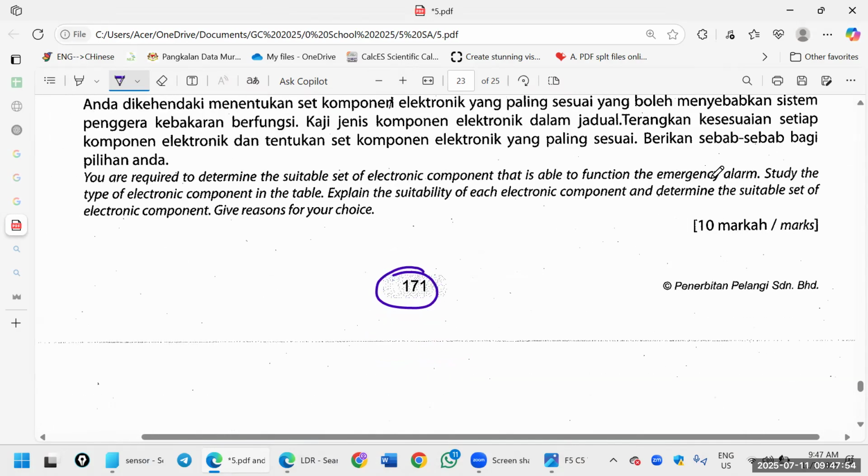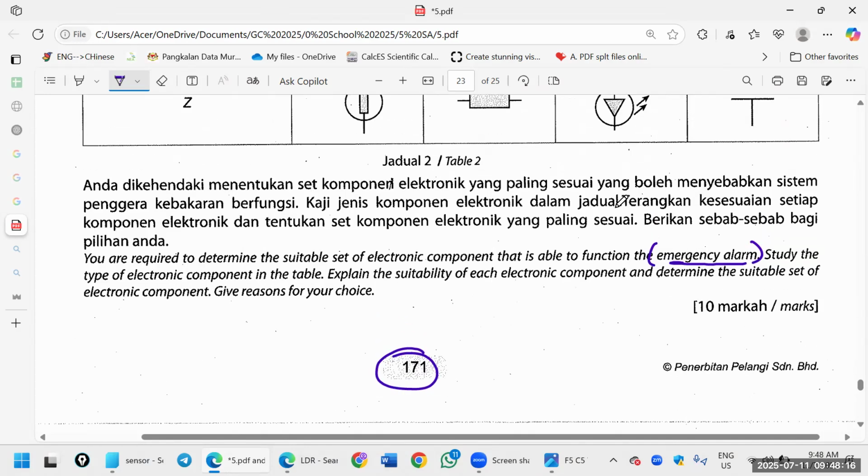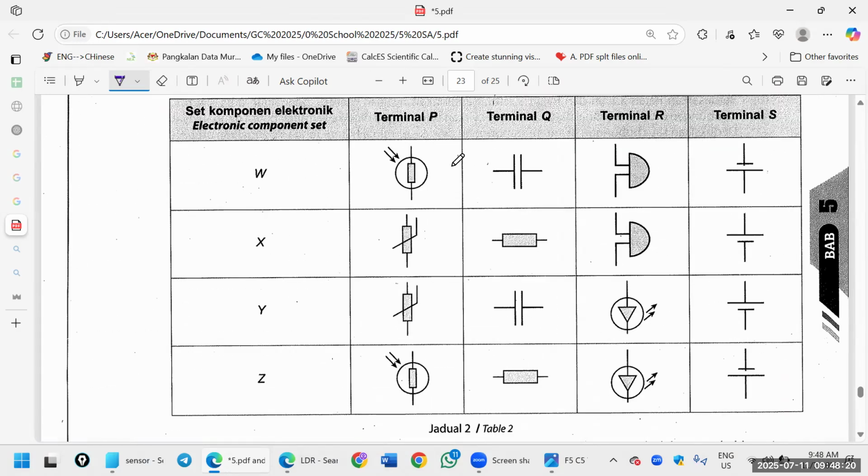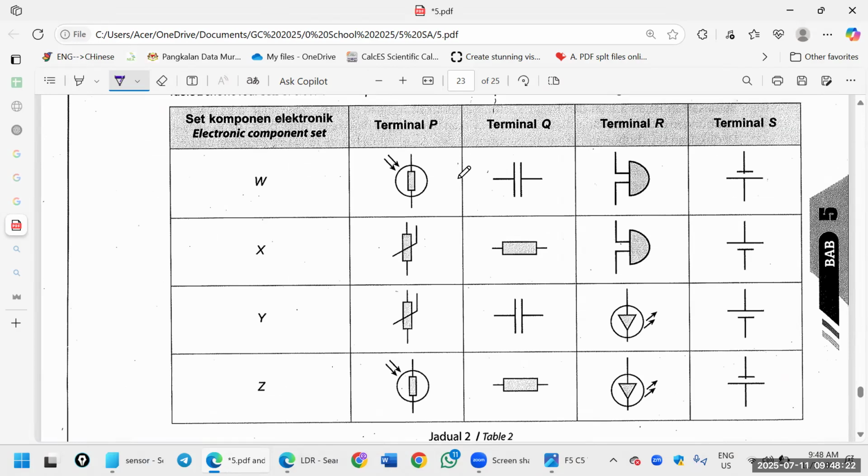Alright, now you are required to determine a set of electronic components that is able to function in the emergency alarm. Study the electronic components suitable for each. Emergency alarm. Highlight already? Yeah. You are going to design an alarm, not an automatic switch. So for an alarm you need what? Fast, you all choose in 1 minute.